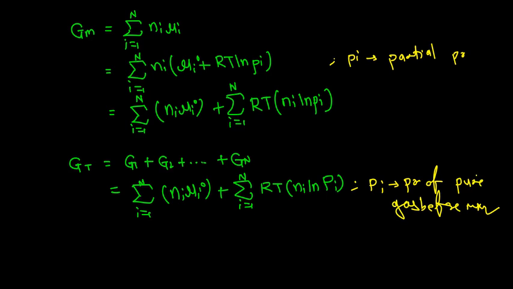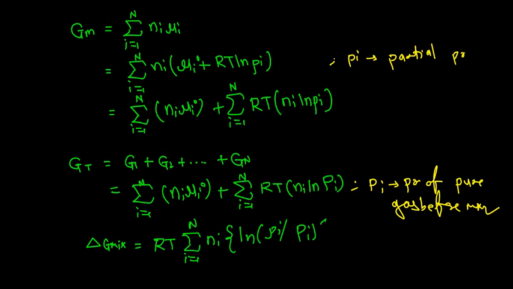Okay, so this is capital Pi, and therefore delta G mixing is simply the difference between the two, and this is equal to RT summation i equals 1 to capital N of Ni ln small pi by capital Pi. Remember that these two Pi's are different. So this is what's going to happen. The total Gibbs free energy of mixing is going to be equal to this.